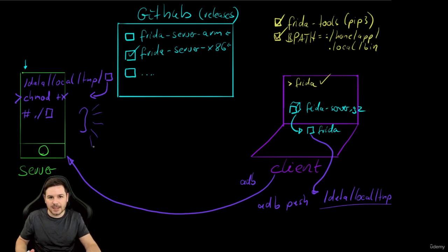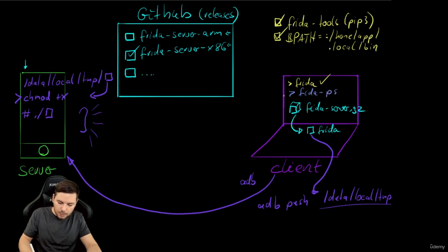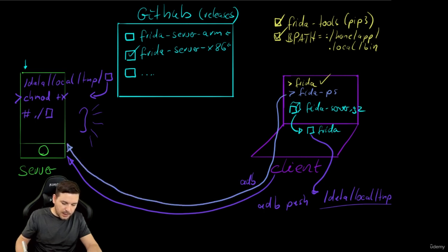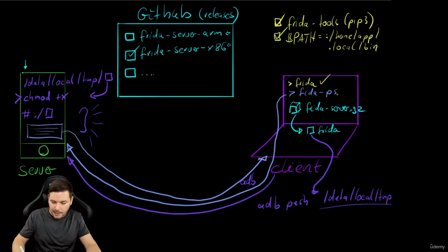In our case, we have simply tested this connection with the tool Frida-PS. And what Frida-PS does is the following. Frida-PS is now connecting via ADB to our Frida server and tells it, please list all the processes on your smartphone and send the result back to me. So this has been sent back to our client over here, and then we receive them over here. These are then the processes of the smartphone.